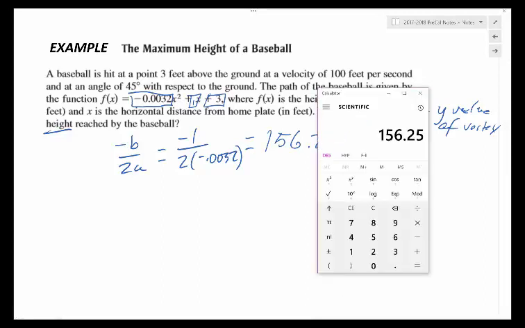I believe that's what that was, yes. So I took negative 1 divided by 2 times negative 0.0032. The negatives cancel out. 2 times 0.0032 is 0.0064. 1 divided by that is 156.25. That is the horizontal distance at which it reaches its maximum. So if it's 100 feet per second and the baseball is hit, baseballs go pretty fast, pretty far.